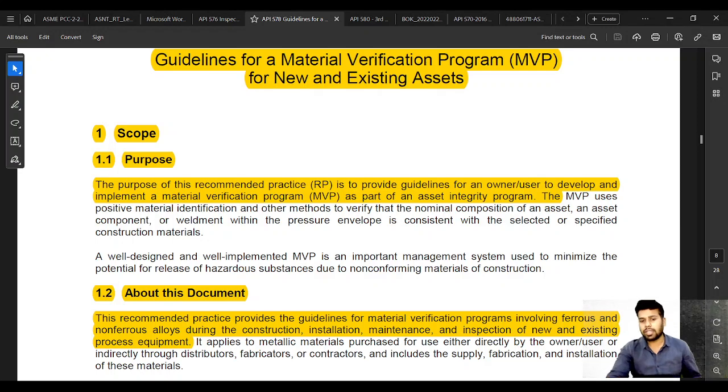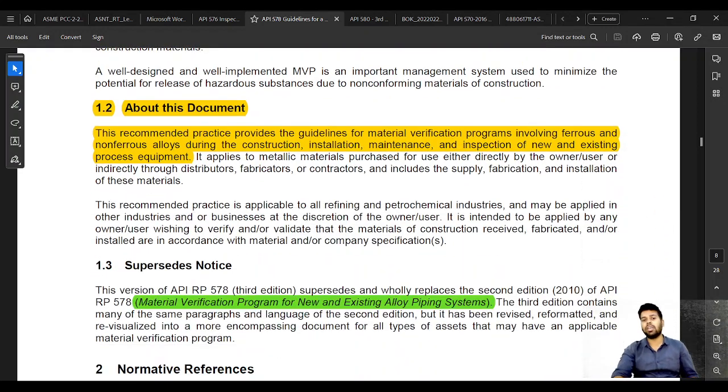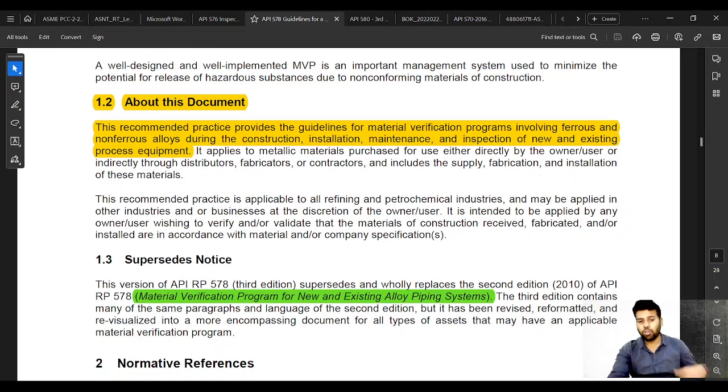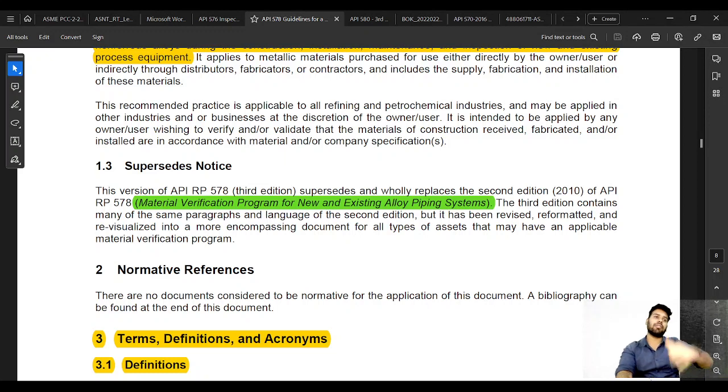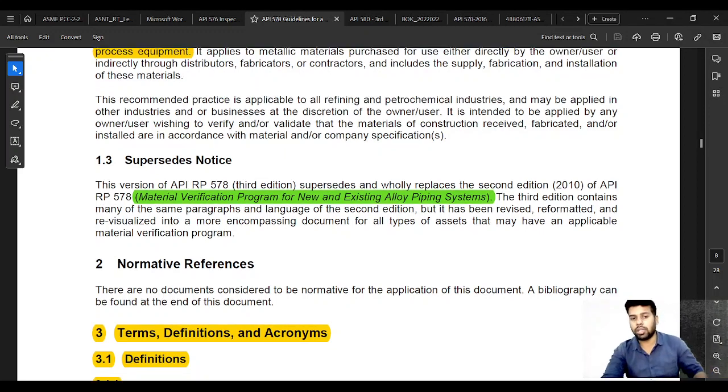About this document, this is a recommended practice that provides the guidelines for a material verification program involving ferrous and non-ferrous alloys during the construction, installation, maintenance and inspection of new and existing process equipment. Again, the supersedes notice means the earlier version of this recommended practice has now been superseded by this version.